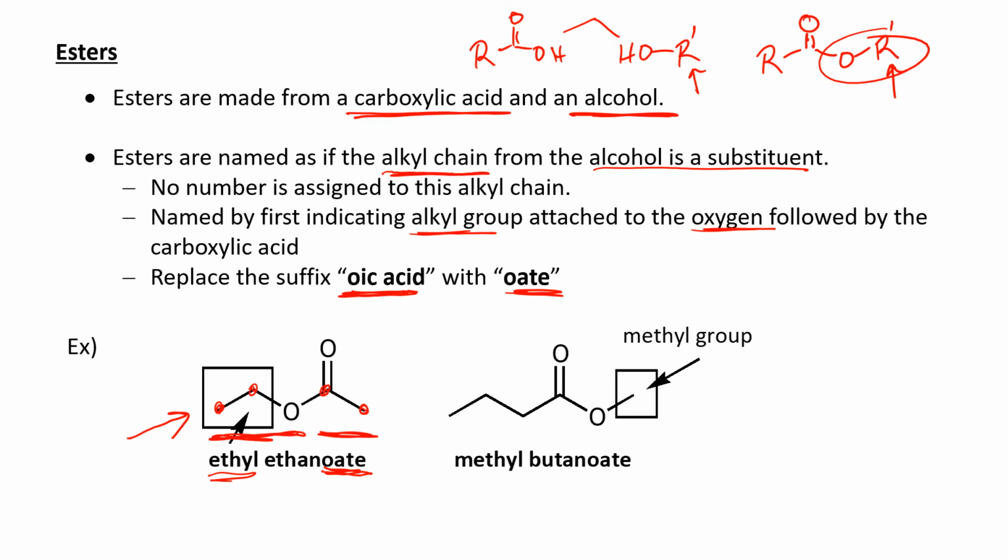So let's look at a different way of building this name. So let's just look for what would have been the carboxylic acid. That's 1, 2, 3, 4. Would have been butanoic acid. Well, we know it's some form of butanoate because we changed the oic acid to oate. So it's some form of butanoate. Now let's look at the alkyl group. That's a methyl. So we just call that methyl butanoate.